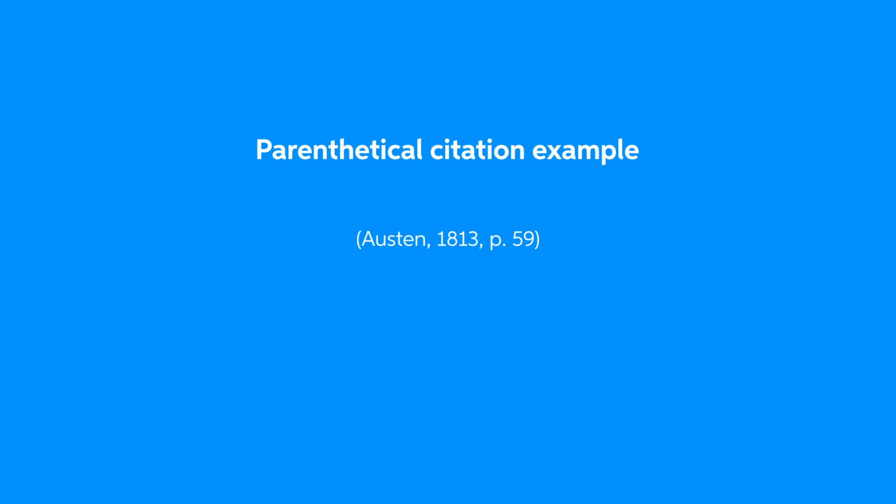A parenthetical citation uses all of the same information, but simply includes it all in parentheses at the end of the quote. Make sure to separate each piece of information with a comma. And that's it! Like I said, citing a book in APA is pretty straightforward.